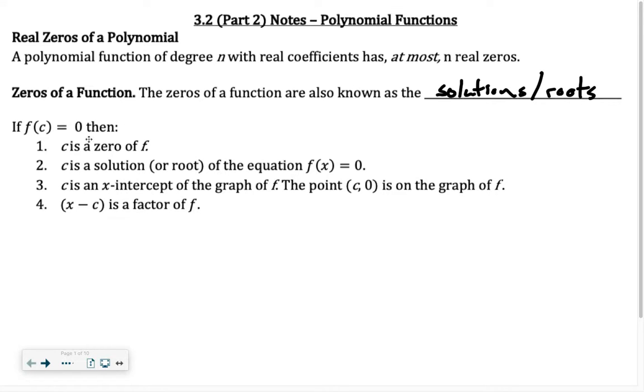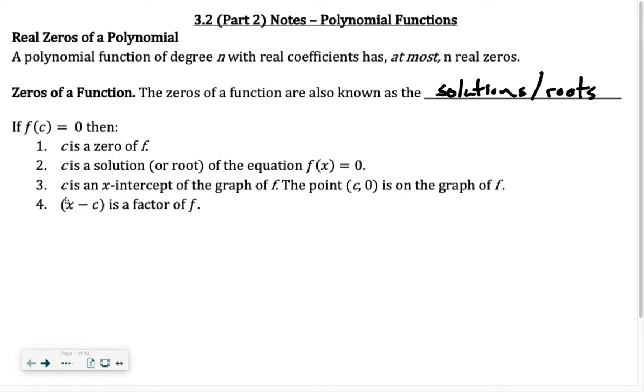Okay, so this next little section just says if f of c equals 0, then lots of things that mean the same thing occur. We say that c, that value that we plugged into the function and got out 0, is a 0, a solution or a root. We say that c is an x-intercept of the graph, which means the point (c, 0) is on the graph. And then this last one is going to be important for our lesson today. That means that x minus c is a factor of my equation.